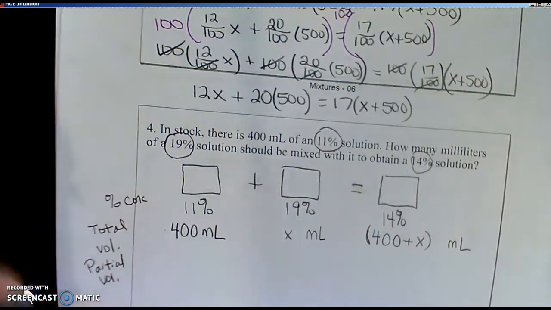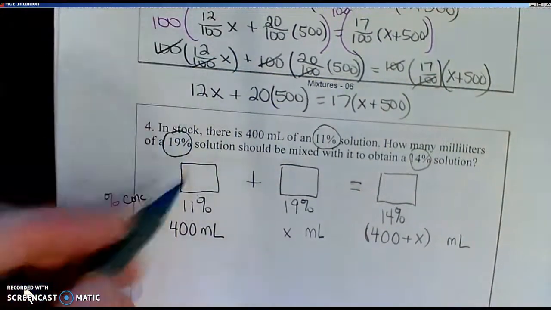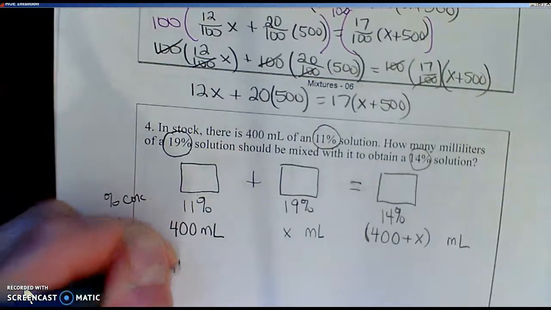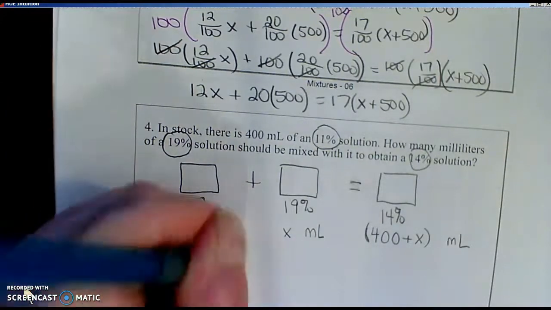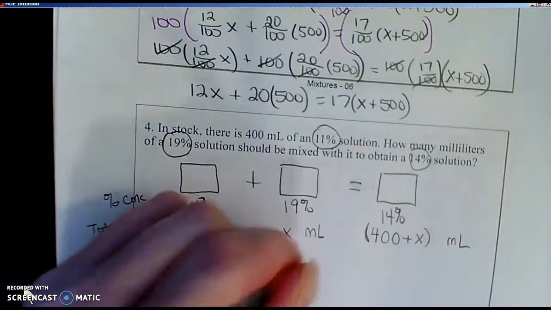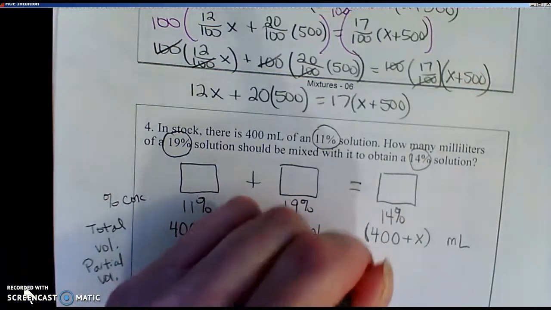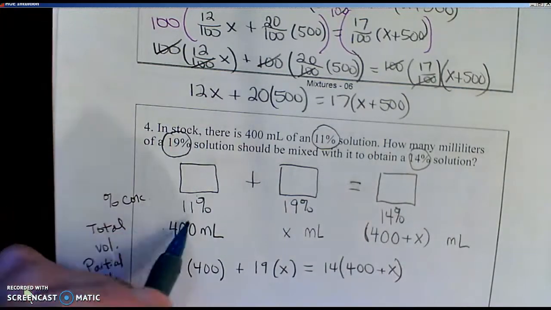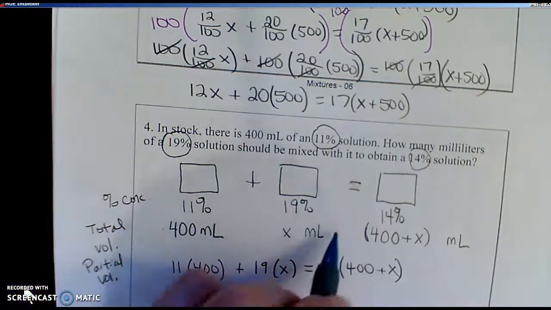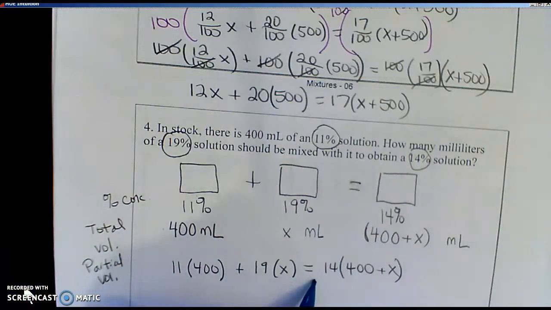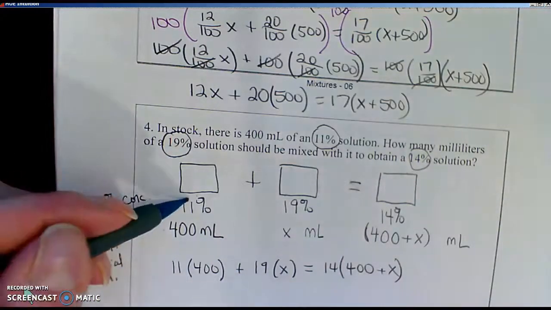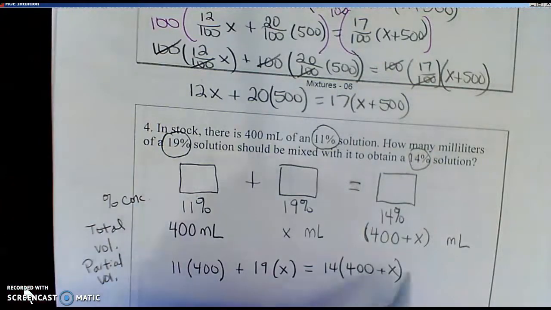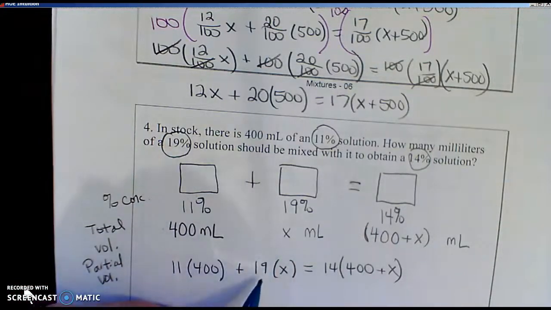And what I'm going to do here is take that shortcut that we learned from last time and say, okay, the equation is 11 times 400 plus 19 times X equals 14 times 400 plus X. So you see how quick it is to get right from this step to the equation step. And what's going on is it's the percent without the percent sign. You don't need it as long as you're consistent and do it for every part of the equation. 11 times 400 plus 19 times X equals 14 times 400 plus X.